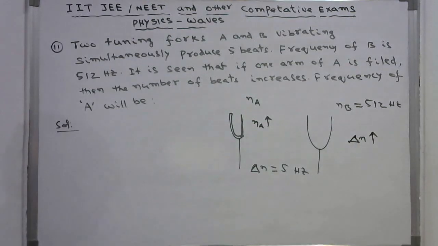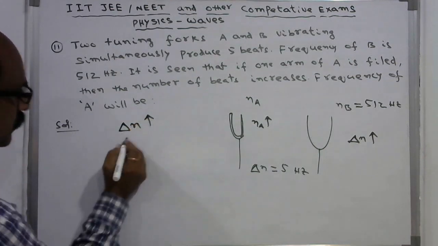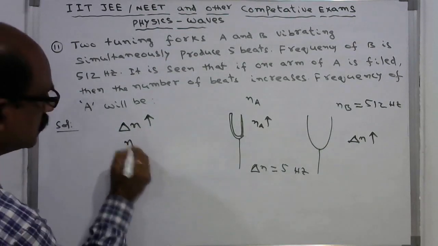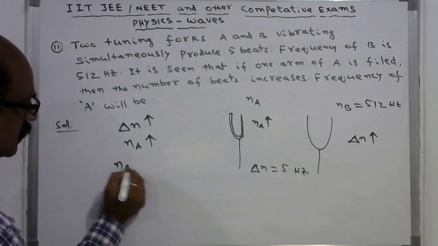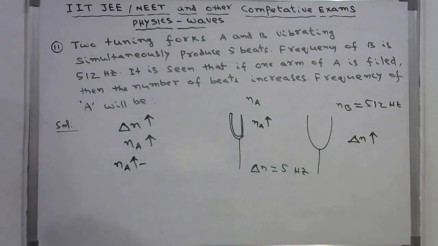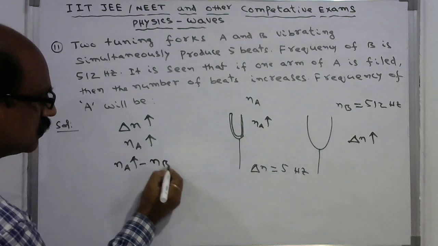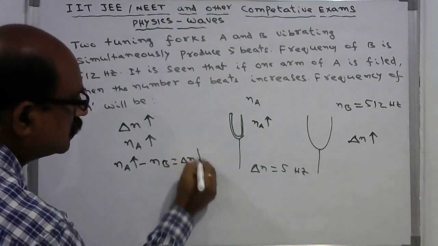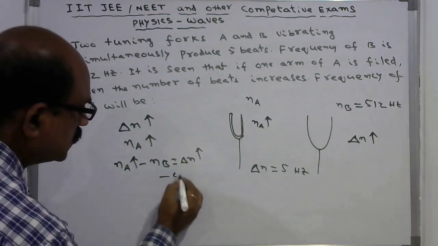So it is given that delta n is increased, NA is increased on filing, then NA increased minus NB is equal to delta n increased. So this is a correct form. This is correct.